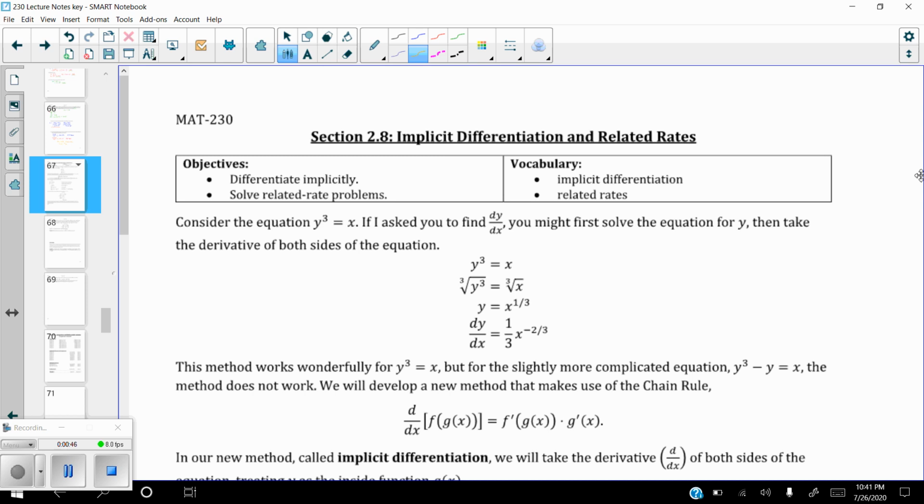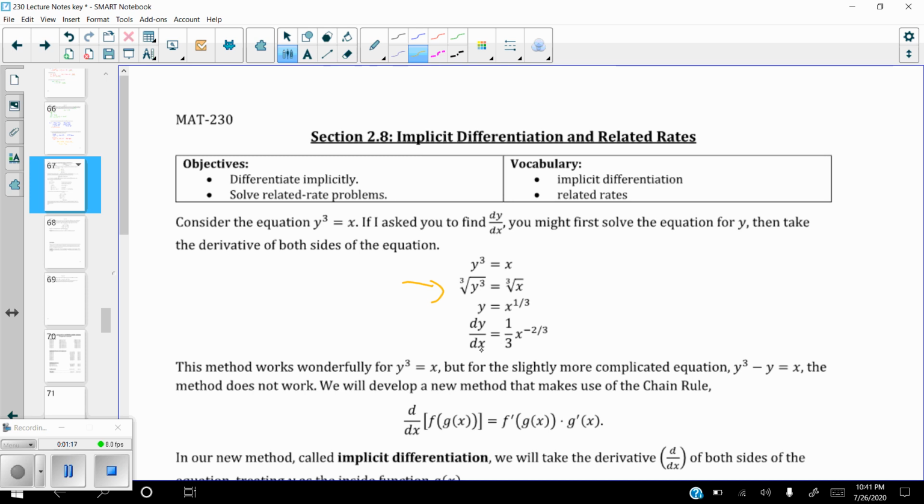Okay, so let's first of all consider the equation y cubed equals x. If we were asked to find dy dx, the first thing you might do is take the derivative of both sides of the equation. The problem is you can't do that unless you solve the equation. So we're going to cube root both sides of the equation, and then you can solve that for y. So y equals x to the 1/3. Take the derivative, dy dx equals 1/3 x to the negative 2/3.